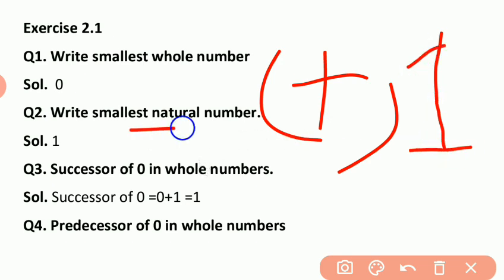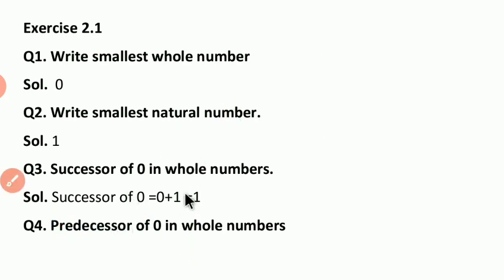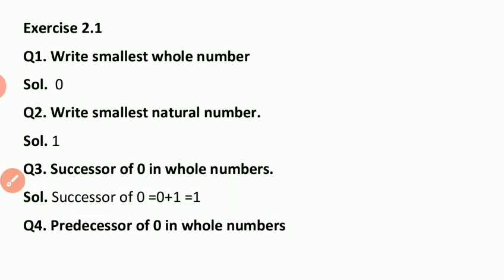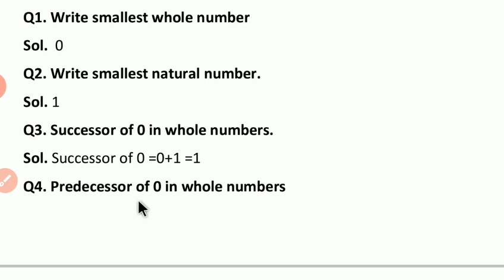We know that after and before. After means plus 1 and before means minus 1. So successor of 0 in whole number. Successor of 0 is equal to 0 plus 1, which is 1. So we know that after 0 which number comes? 1. So 1 is the successor of 0. So don't forget, successor means plus 1 and predecessor means the number which comes before the given number.